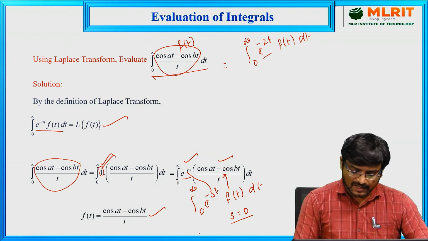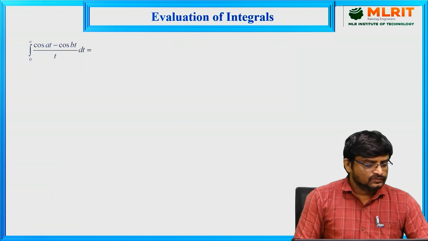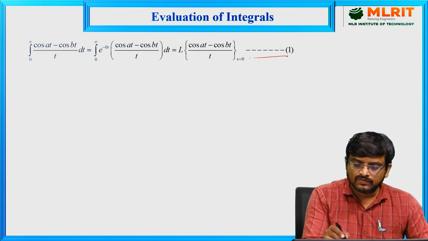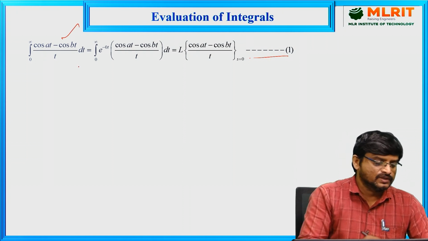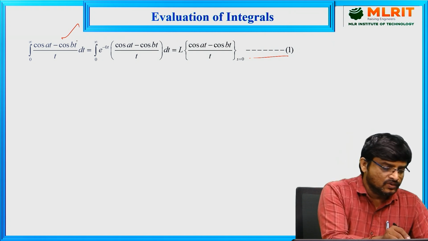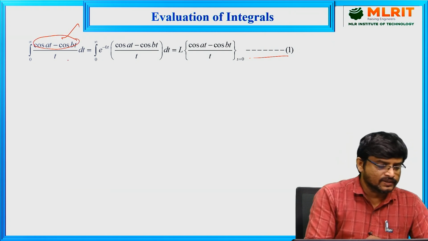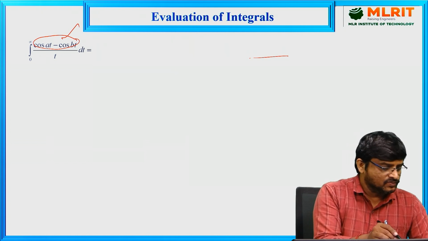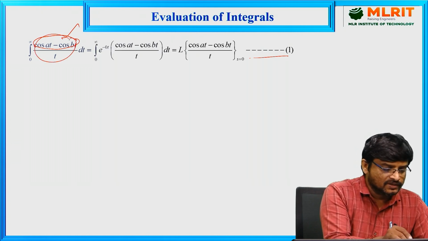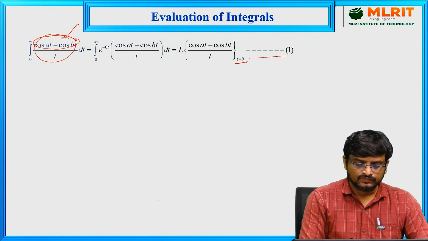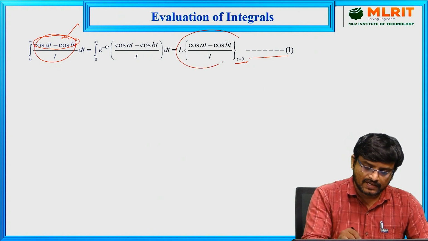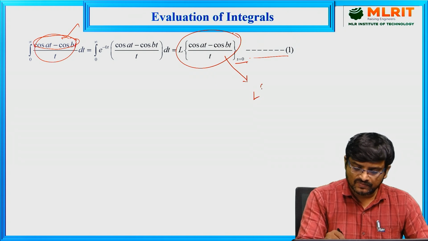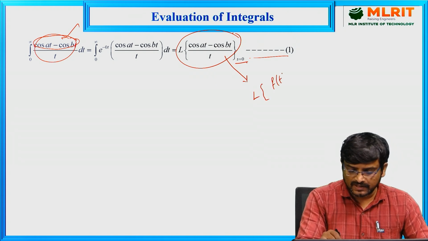Now find out the Laplace transform here. So now this is equal to, you consider this as equation 1. If you want to find out this integral value, just find out the Laplace transform of this numerator. So just find out the Laplace transform of this entire function, then replace s with 0. Now our task is finding the Laplace transform of this function. So once if you observe this one, this is of the form Laplace transform of f of t by t.